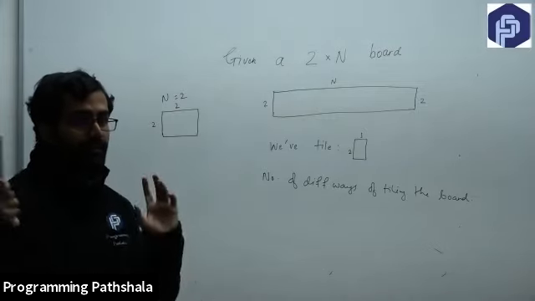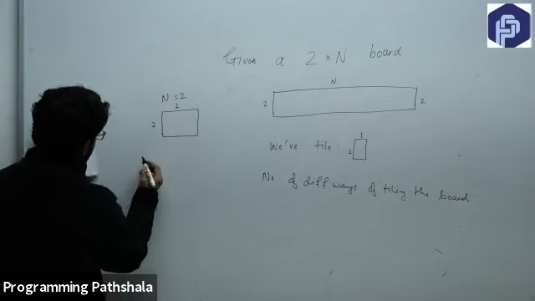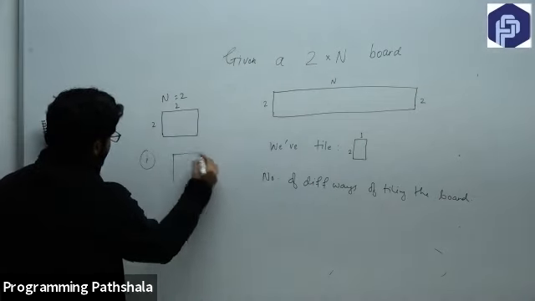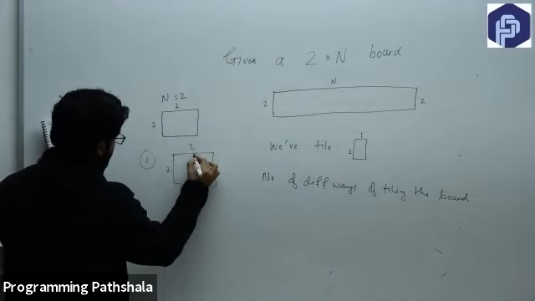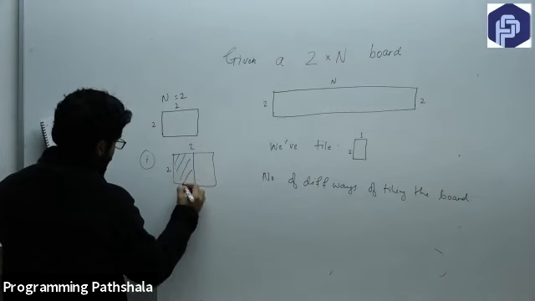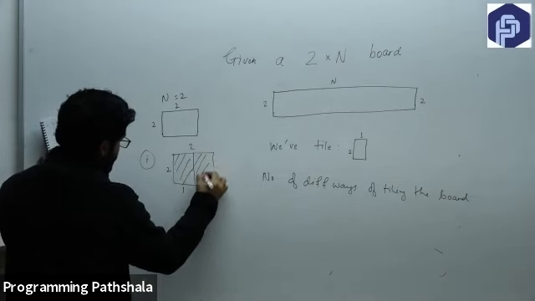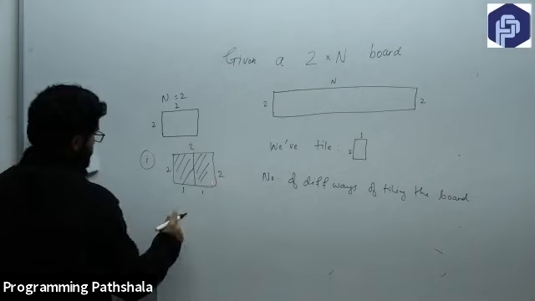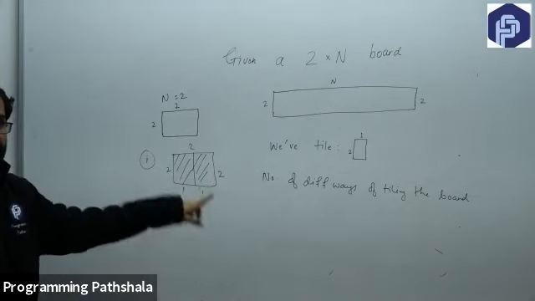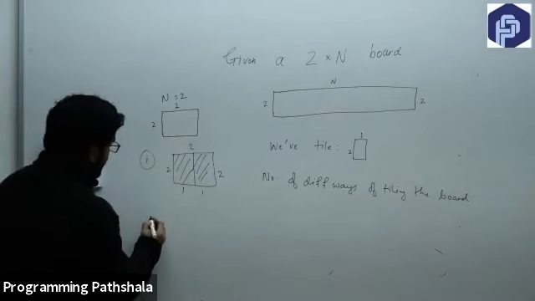Okay, so most of you are saying 2, and that is right. Are you saying that the first way could be, if this is a 2 cross 2 board, put a 2 cross 1 tile over here and put another 2 cross 1 tile over here? Are you saying this is the first way? Let's say yes. Is this the first way of tiling?